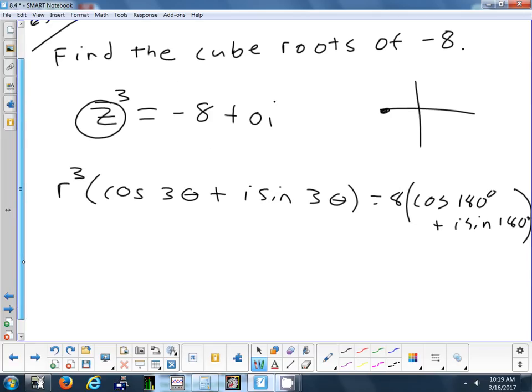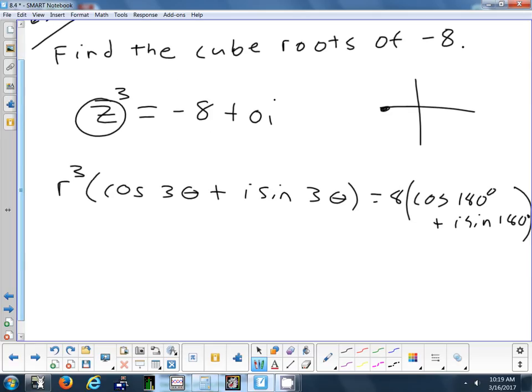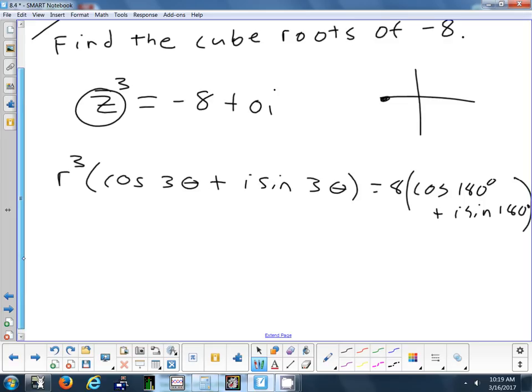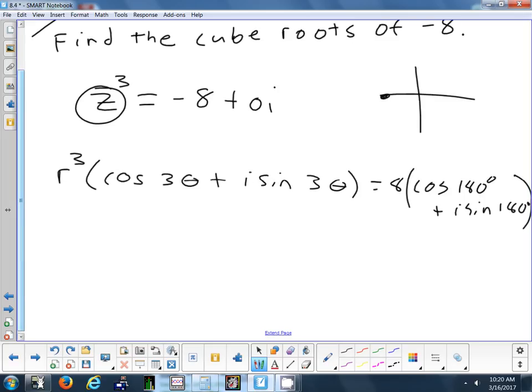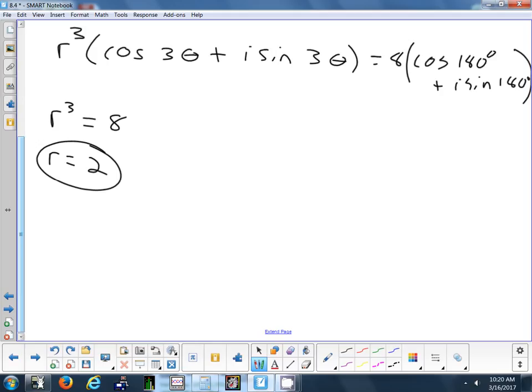Okay, now what's going to be the equation I set up for my radius? R to the 3rd equals 8. And let's just solve that. You can solve that 2 ways. What's one thing you could do to both sides? Raise to the 1/3 power, which is exactly the same as taking the cube root. So the cube root is 2. So in my 3 answers that I'm about to get, that's my radius every time.